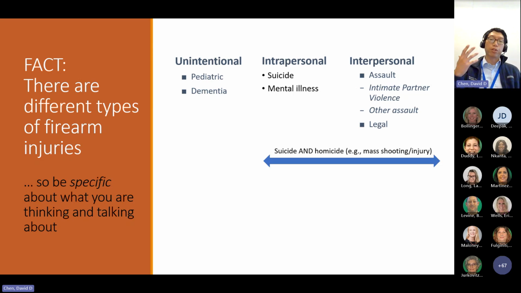And then we talk about interpersonal violence. And here we have essentially two broad categories: assault and legal, assault being the majority of the encounters that come to the healthcare setting. And within assault, there are different forms. There's intimate partner violence, and then there is other assault. And even though I say other assault here, it is a very large category that often is then related to homicide, not from intimate partner or domestic violence.